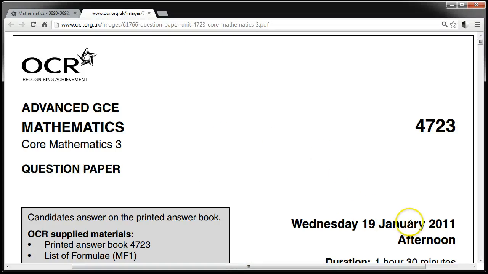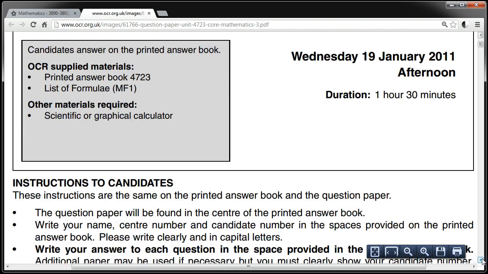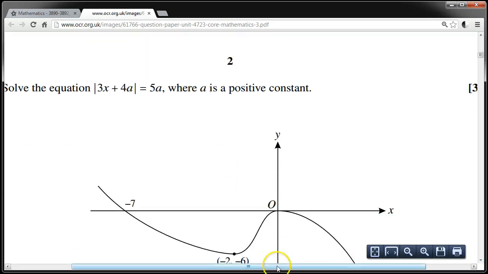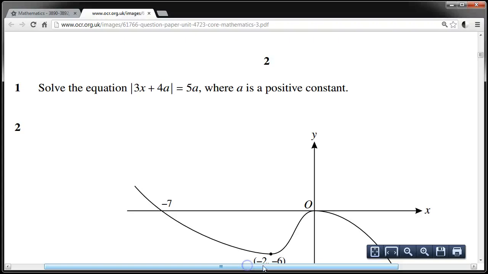Okay then guys, let's have a quick look through this paper, the OCR paper for January 2011, the C3 paper that is. To try and simulate the thought processes you might wish to go through at the beginning of an examination if you were sitting a C3 paper. So we've got all the instructions on the cover of course, but let's have a look at the questions themselves to see whether we like them or not.